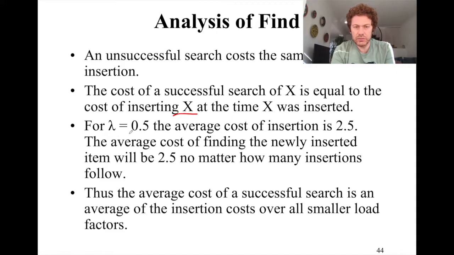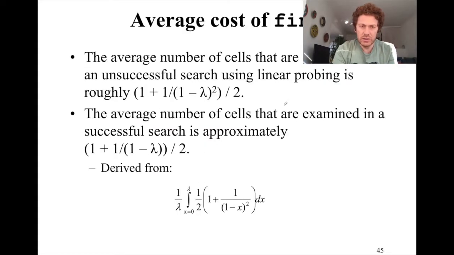So with a half empty table, the average cost of insertion is 2.5. The average cost of finding is also 2.5. Thus, the average cost of a successful search is an average of the insertion costs at smaller load factors. So it is clear, I guess. So, the average cost of finds, remember, is roughly this number.